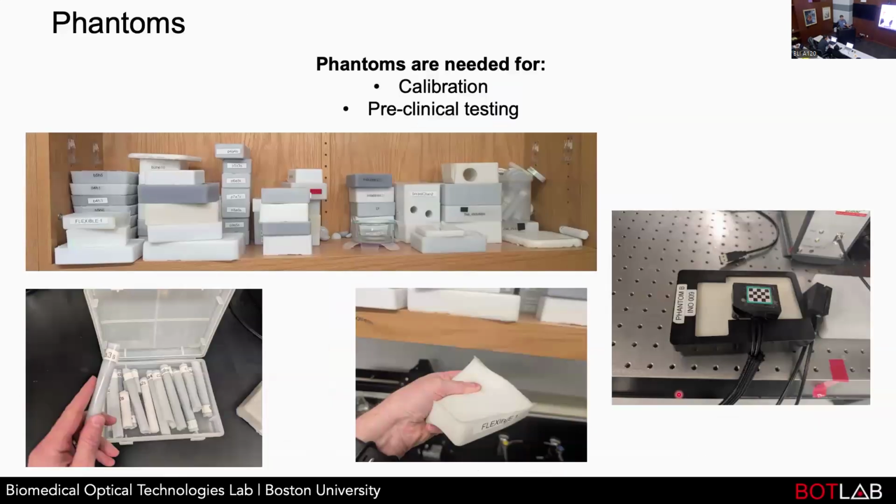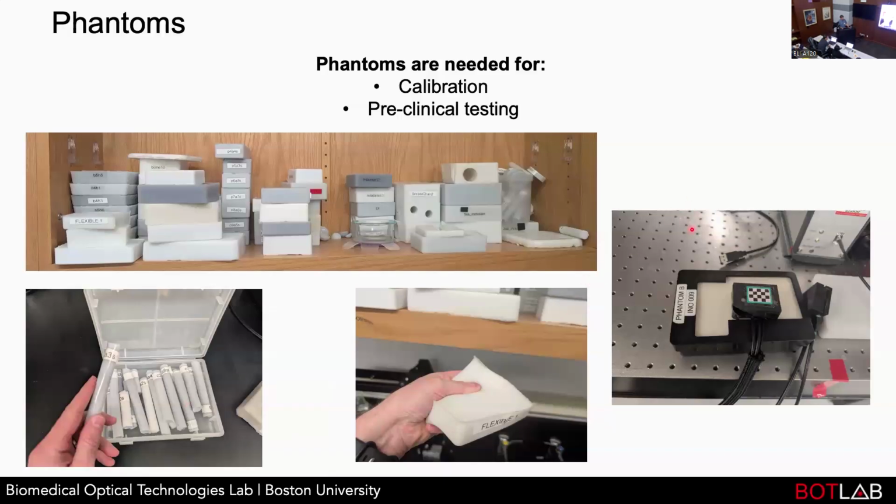So that's one of the reasons we use phantoms. And what you're seeing here is a picture of our quote unquote phantom library from my lab. It's just phantoms that have been made over many years. You can see we have many that look like blocks, some that look like fingers, some that are more soft, some that are more hard. This one is made to match the mechanical properties of breast tissue.